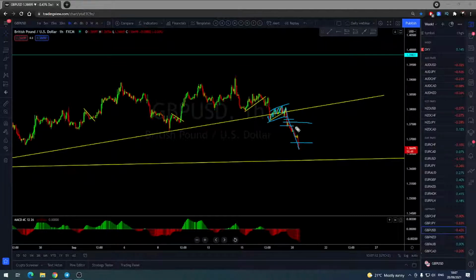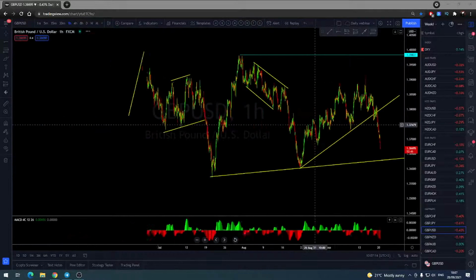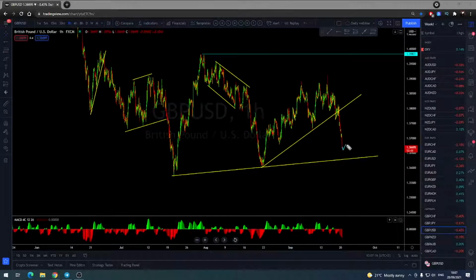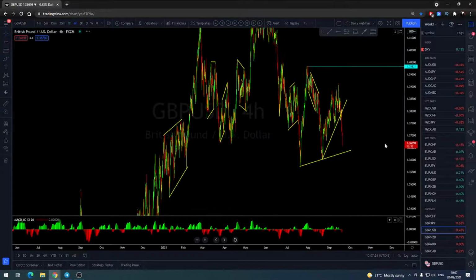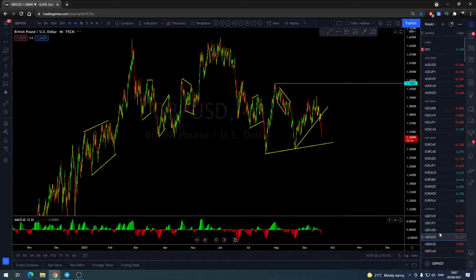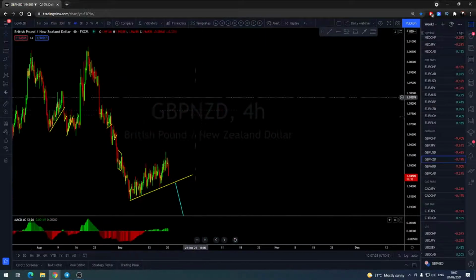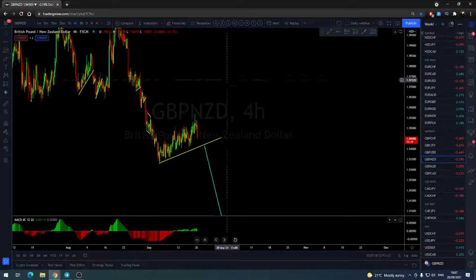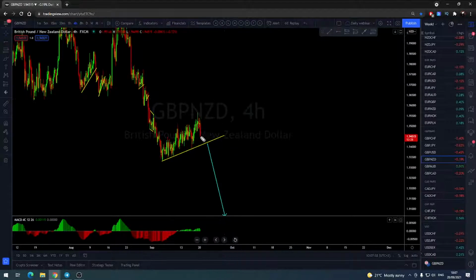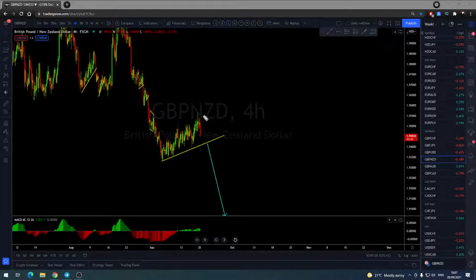So if you caught the breakout, you did really well. If you didn't, then you still have time to get in. Wait for the correction and then get into the trade. Breaking this low is the minimum we will have. Pound New Zealand, definitely sell stops. You can see most of the pounds are trying to push lower, so watch to join this wave to the downside.